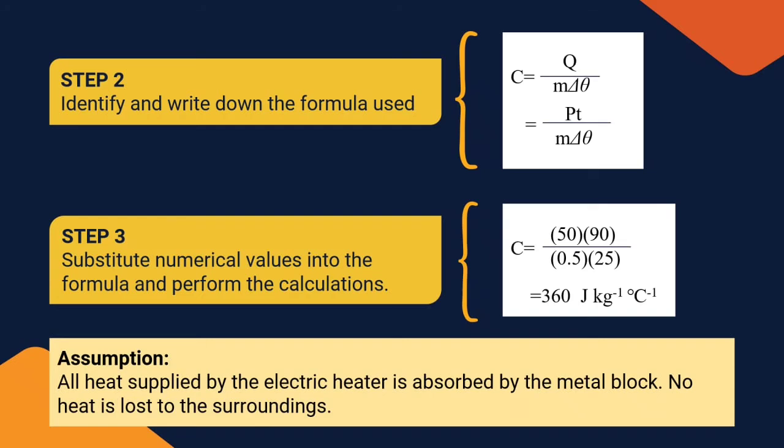Step 3. Substitute numerical values into the formula and perform the calculation. C equal to 50 multiply 90 over 0.5 multiply 25 equal to 360 J kg power minus 1 degrees Celsius power minus 1. Assumption: all heat supplied by the electric heater is absorbed by the metal block. No heat is lost to the surrounding.